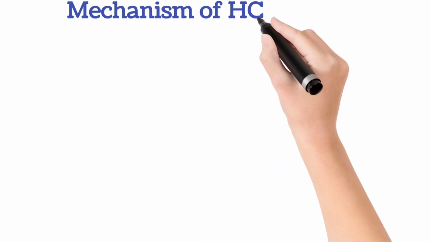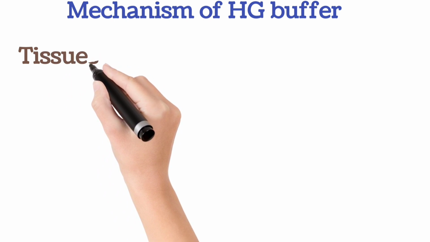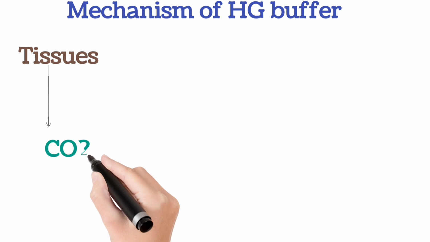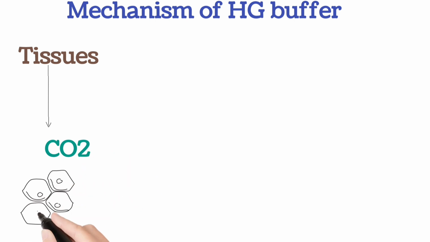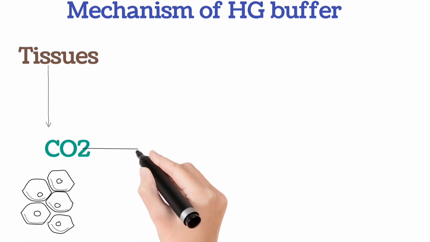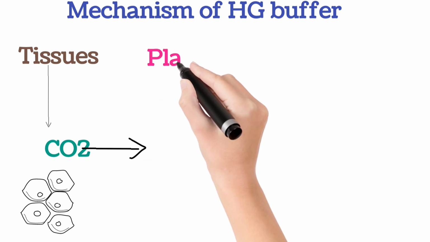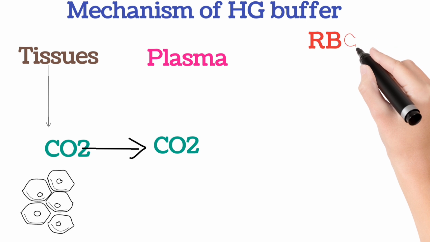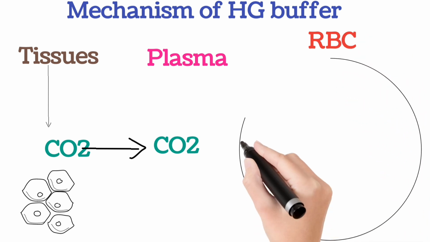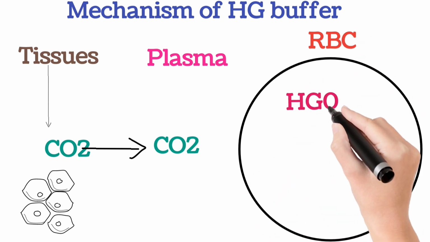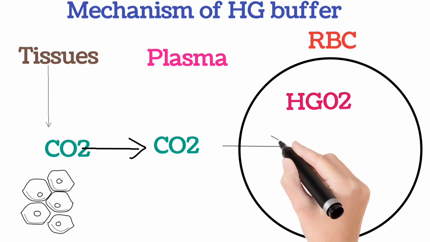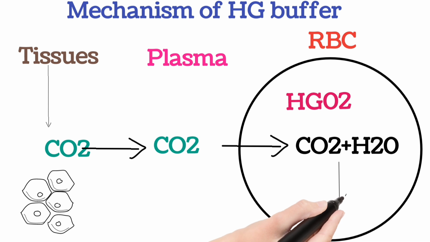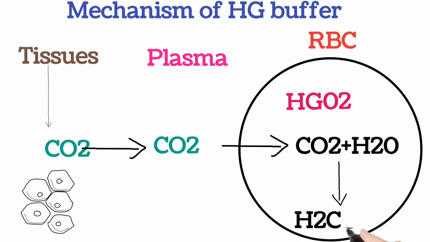The mechanism of hemoglobin buffer is as follows. In the tissues, carbon dioxide is formed from cellular metabolism, and this carbon dioxide enters the plasma, and from the plasma it gets access into the RBCs, where oxygen is bound to hemoglobin, forming oxyhemoglobin. Now this carbon dioxide then reacts with water, forming the weak acid called carbonic acid.